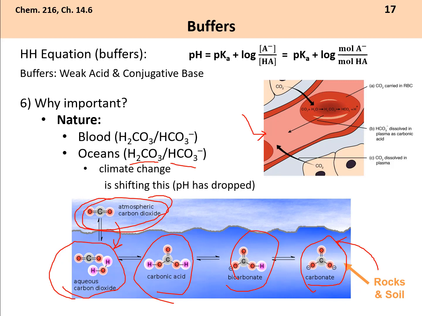Okay. Well, what's been happening? Well, over time, with climate change, we're producing more CO2. So over time, the amount of acid has been increasing. And notice if I increase the amount of acid in my buffer, what happens? My pH goes down. This is one of the side effects of climate change.